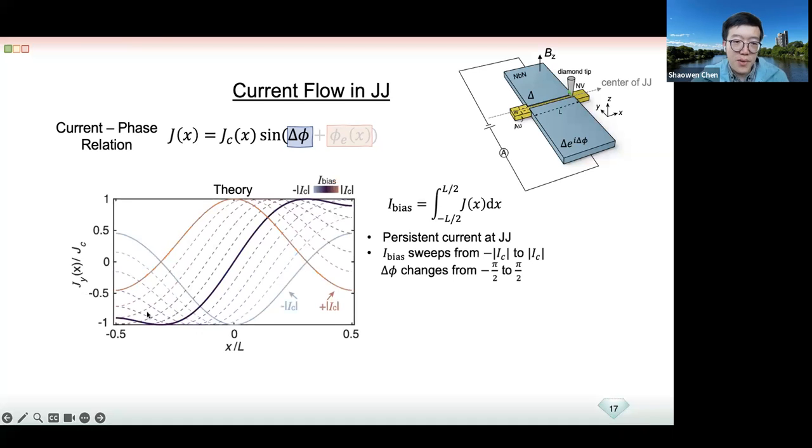And then we can sort of plot it out, right? So we can either sweep going to the positive critical current or the negative critical current. Then essentially the profile of the current will shift left and right on the junction. In particular, at the minus critical current, the phase difference is minus pi over 2, and the positive is positive pi over 2. So this means that essentially we can use our bias current to change the phase difference between the two superconductors. That's how the first term can be changed.